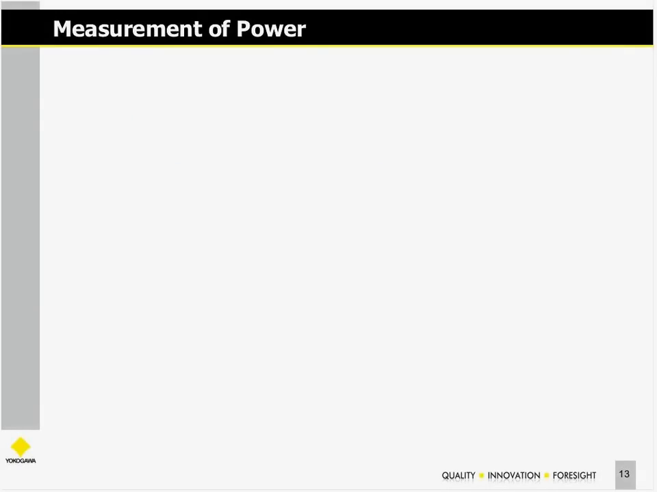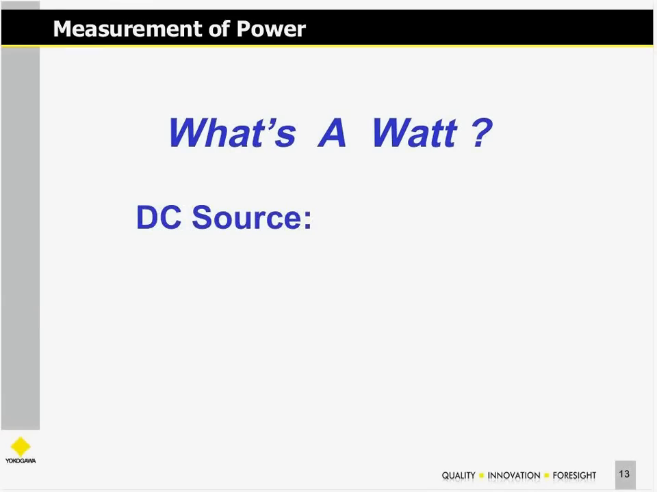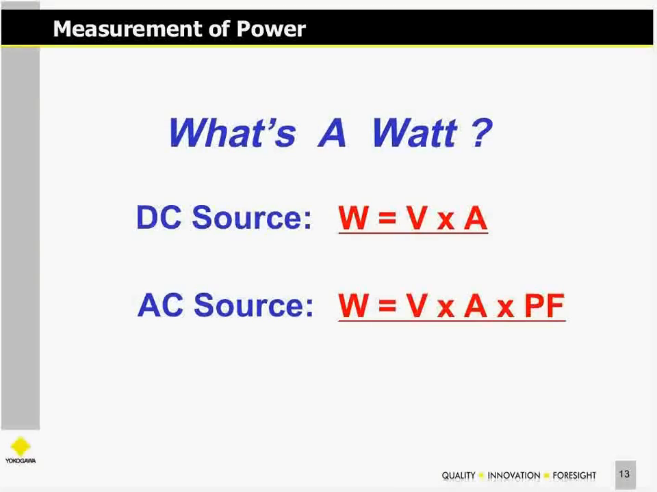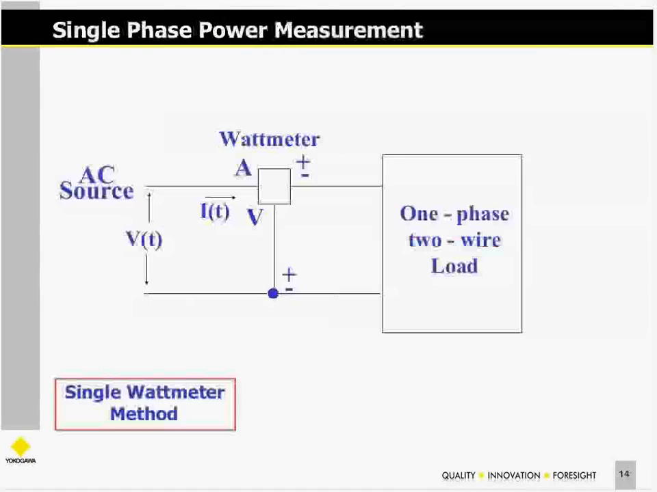So let's look at the measurement of power. What's a watt? Well, it's the DC source. It's back to Ohm's law. Very simple. The watts is the volts times the amps. Now, with an AC source, remember, it's volts times amps times power factor. And you'll notice that I say power factor, not cosine of theta or cosine of the angle between voltage and current. So this is very important, that it is power factor times the volts times the amps.